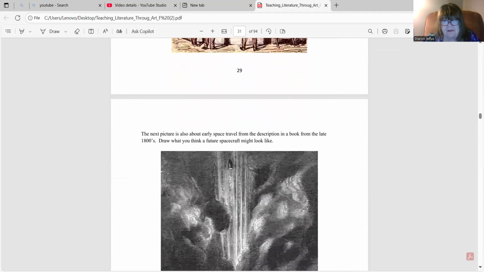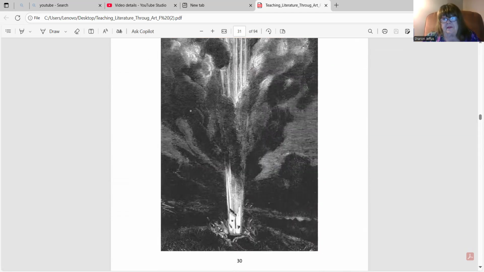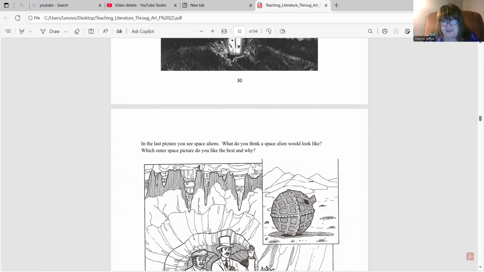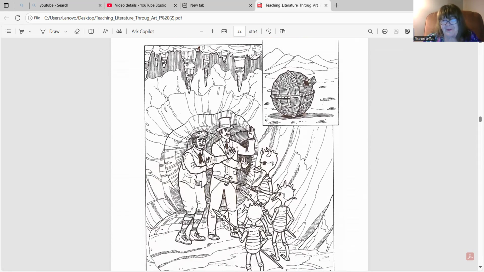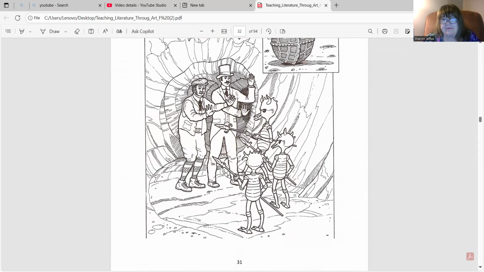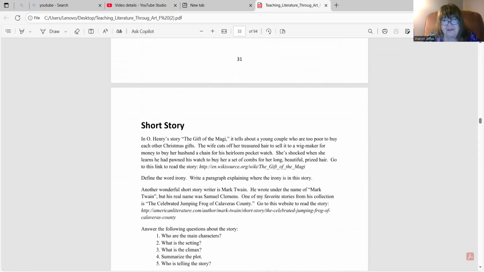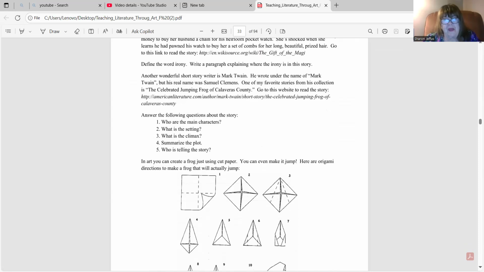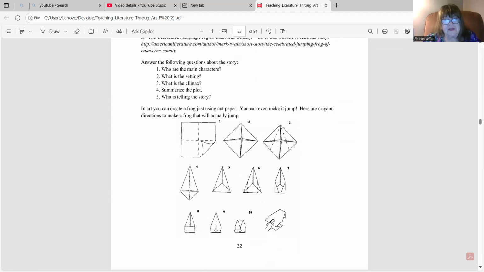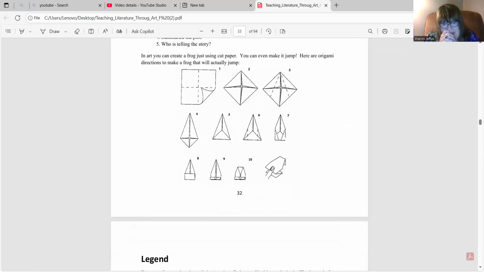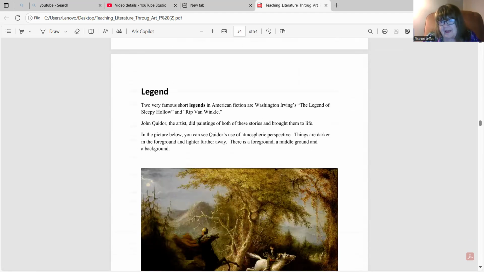It's amazing, amazing. But at any rate, you can look at these old images and of course, outer space. Who thought of it? And the aliens. These are things in literature. A short story: main character, setting, climax, summarize the plot. Who's telling the story? Again, The Jumping Frog of Calaveras County.